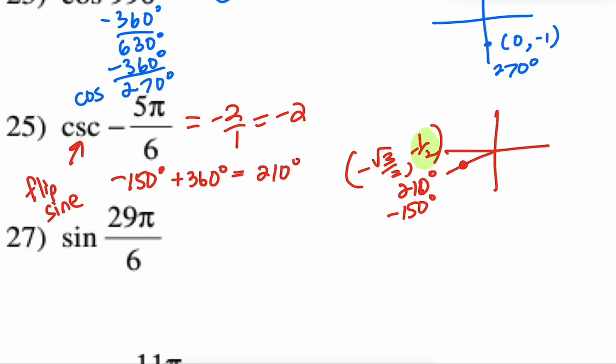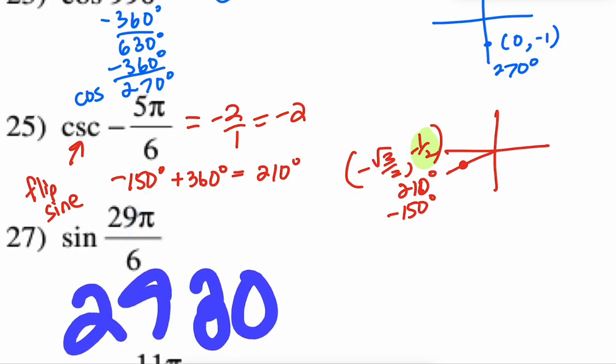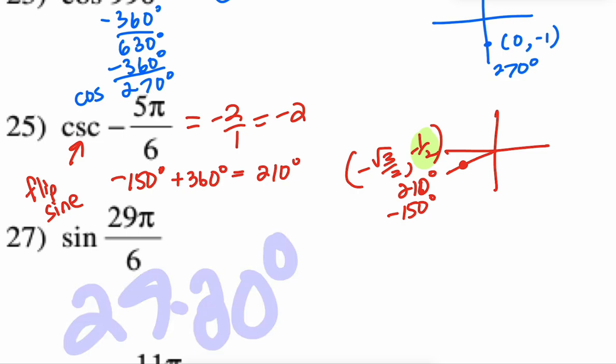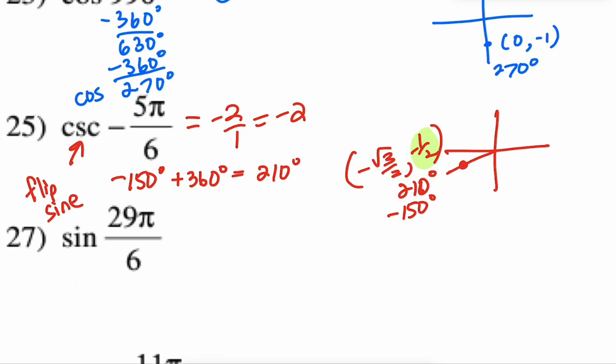Sine of 29 pi over 6. That pi over 6 that we see right here tells us we're somehow related to 30, but we have 29 30s. That's a lot of 30s. 12 30s, 12 times 30 is 360. 12 30s gets us all the way around. So let's do some radian work here, and then I'll show you in degrees as well.